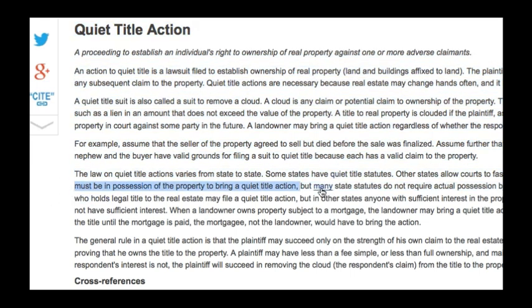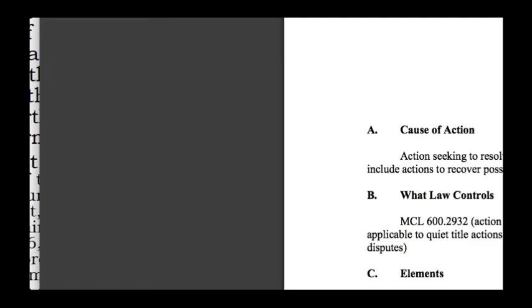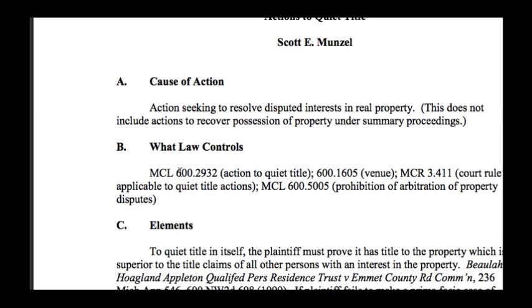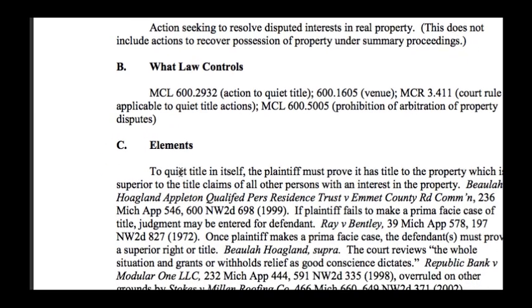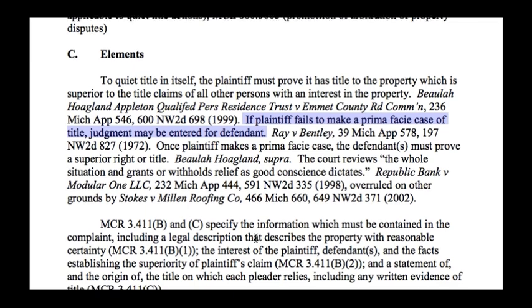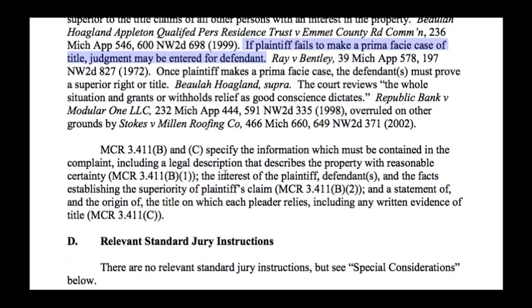That would be one of the elements. But many states do not require actual possession by the plaintiff. Under the common law, it does, but under the many statutory versions of a quiet title action, it's not required. Okay, this might be it right here.